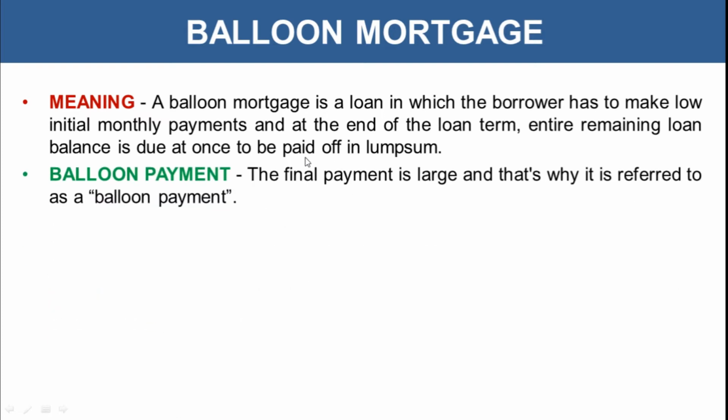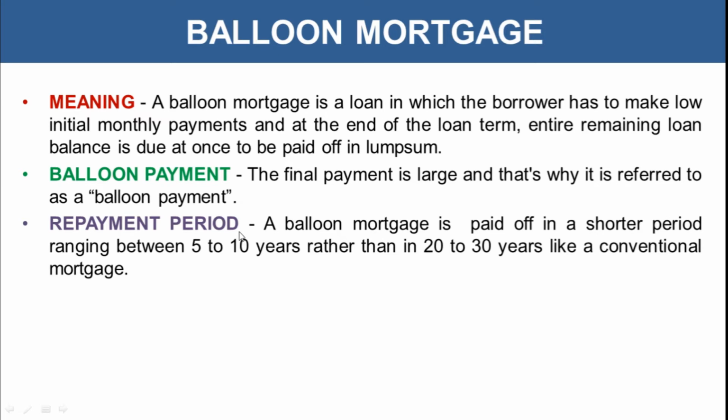So now let's see balloon payment. What does that mean? Till now we have been reading about a balloon loan and there is a term called balloon payment. The final payment which is large is referred to as a balloon payment. So we are initially, as a borrower, making lower monthly payments and at the end together we will be paying whatever loan balance is due, whatever loan amount is left, in one go. That would be the final payment, and because it would be quite large, it is referred to as a balloon payment.